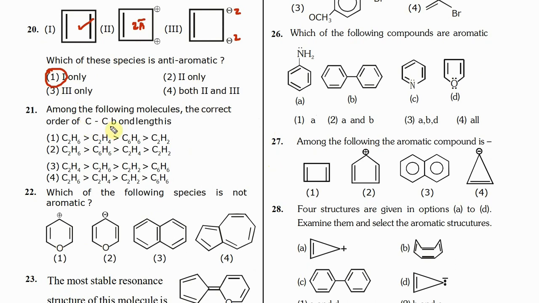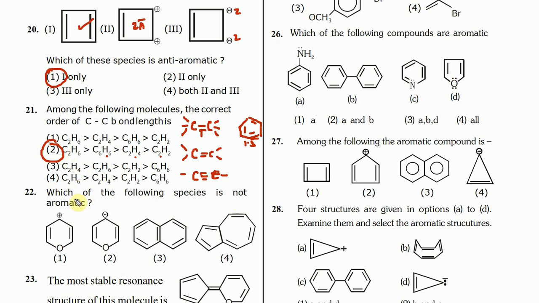Which of the following has the longest CC bond length? Now, ethane has single bond. Ethene has double bond. Ethyne has triple bond. So for bond length, a single bond will have the greatest length. Okay, then we have benzene. Benzene has partial double bond character, all around 1.5 bond order, correct? So you want your C2H6 greater than benzene greater than this beta.